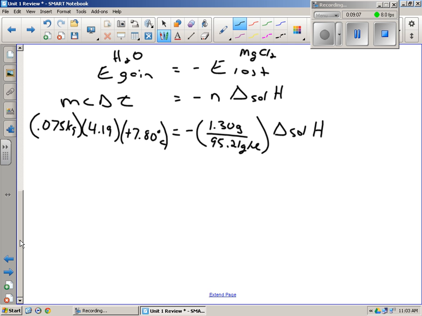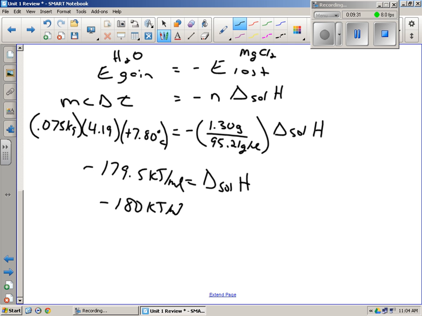Calculating all that stuff there, I'm going to skip the math just for time's sake. Delta solution H is going to be negative 179.5 kilojoules per mole. Once again, we'll use significant digits, etc. Basically, that's what you should get. So we should say negative 180 kilojoules per mole, delta solution H, is what you'll end up with there. I think it's 3 significant digits. Ultimately, you guys will figure that out. Not a big deal. All right, moving on. Good?